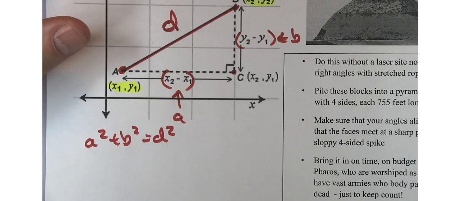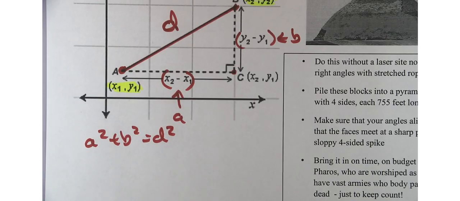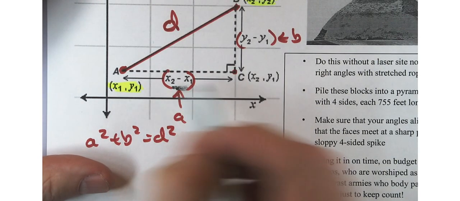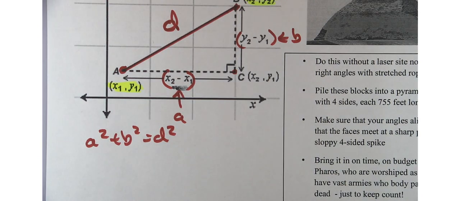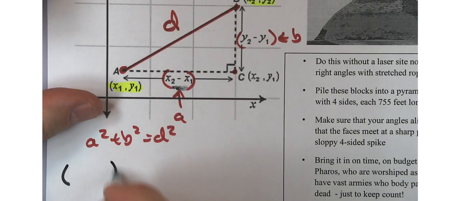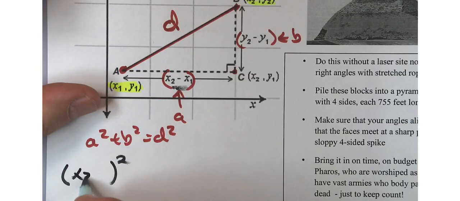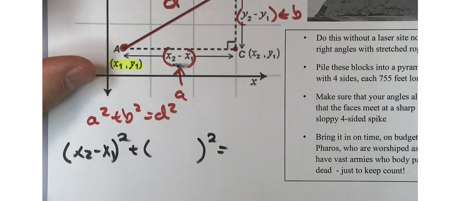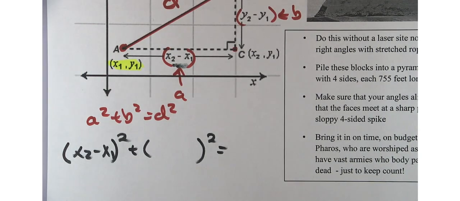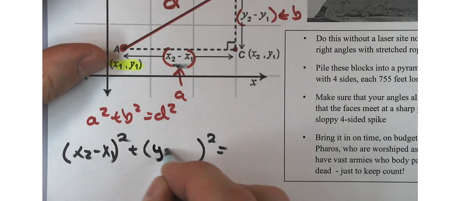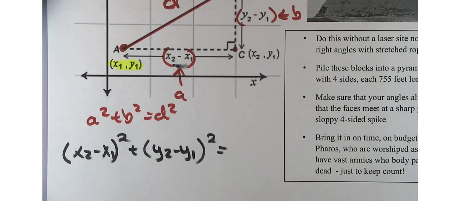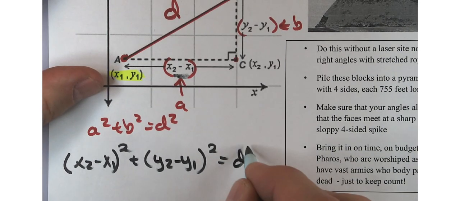Okay. Let's actually fill in some of those details. A is just the length of this side between A and C. So you're going to get this whole thing squared, and that whole thing is x2 minus x1. What am I going to square for B? What is B? Nice. y2 minus y1. And that's going to equal d squared.